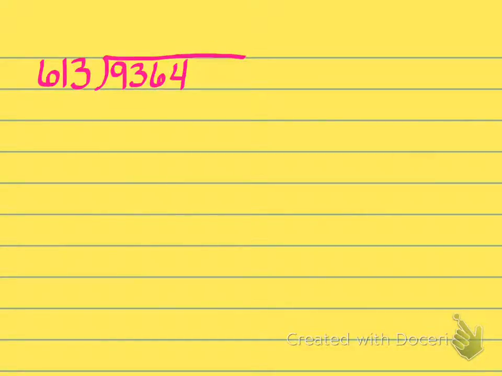The first problem we're going to work on is 9,364 divided by 613. What I would like for you to do, when I'm done talking, is to pause the video and work this problem out as best as you can. Now, it will not end perfectly, so you are going to have to add a decimal and a few zeros, but what I want you to do is round this problem to the nearest hundredth.